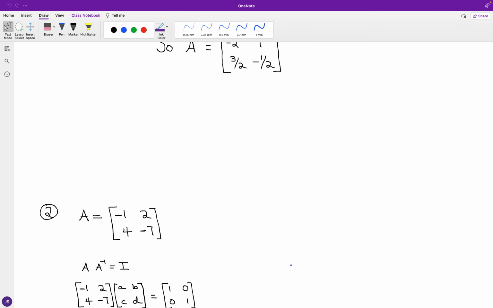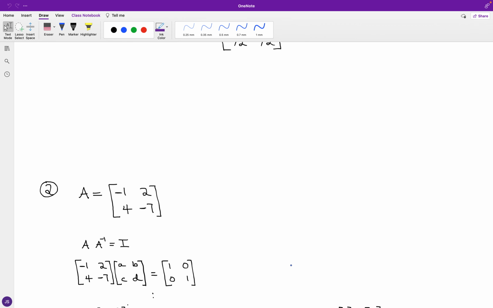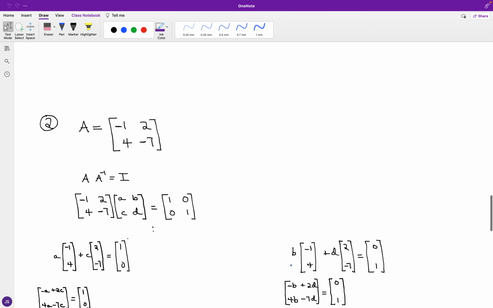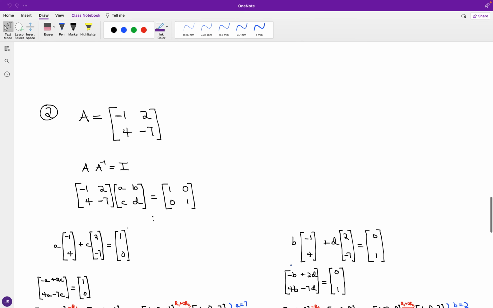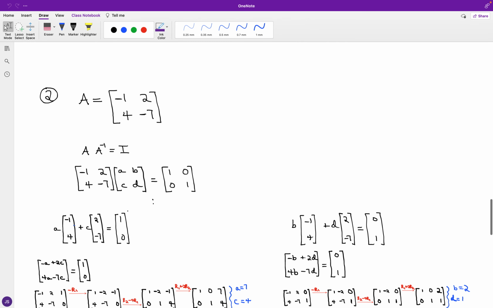And let's say that A is equal to negative 1, 2, 4, and negative 7 as I read row by row. So I have A times its inverse is equal to the identity, and just carrying what we have here, separating the A and C apart from the B and D elements. So again, I have A times negative 1, 4 plus C times 2, negative 7 is equal to 1, 0. Simultaneously, I have B times, again, negative 1 and 4 plus D times 2 and negative 7 is equal to 0 and 1.